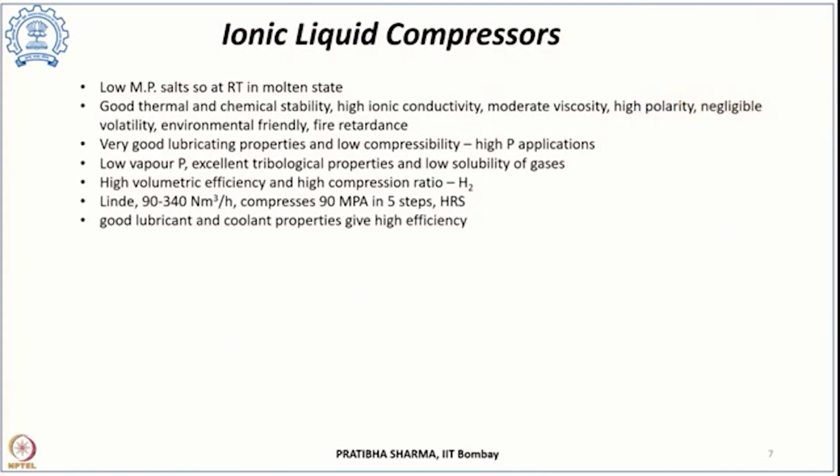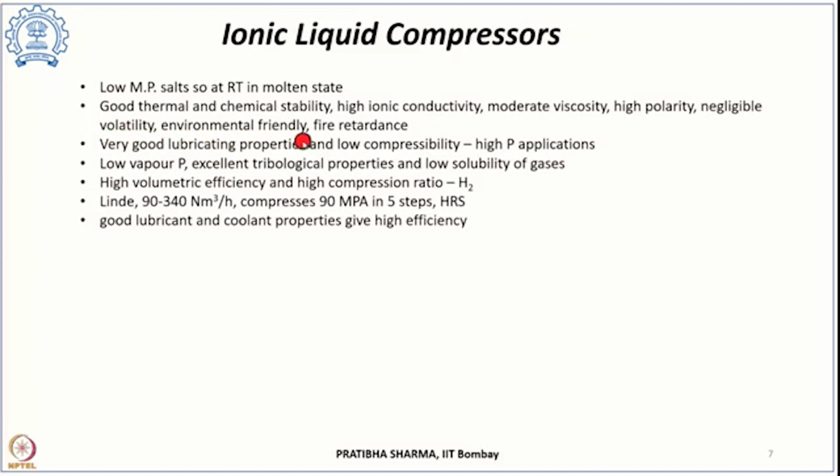Now another type of compressor could be the ionic liquid type of compressor. So again these are liquid compressors, but the liquid which is used is an ionic liquid. These ionic liquids are low melting point salts. So under room temperature conditions, they are present in their molten state, but they have several advantages: they have very good thermal and chemical stability, they have very high ionic conductivity, they have moderate viscosity, they have high polarity, they have a negligible volatility, and that is very important. As such the loss of that liquid should be lower.